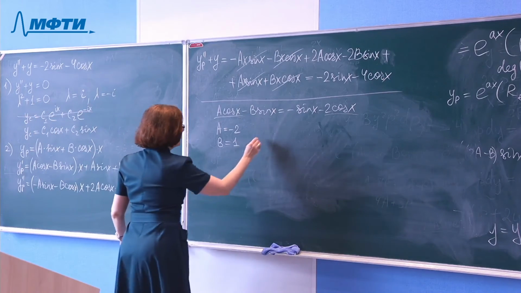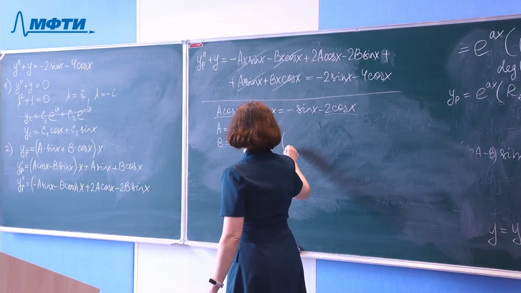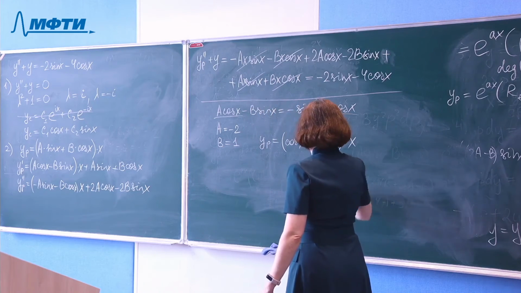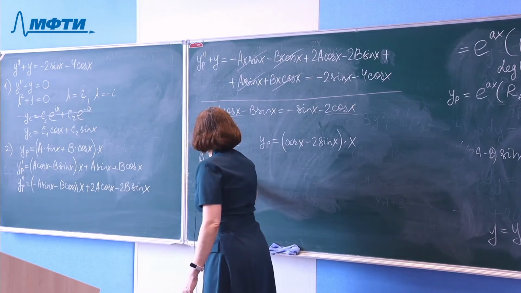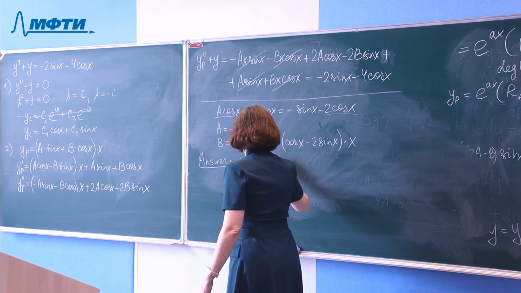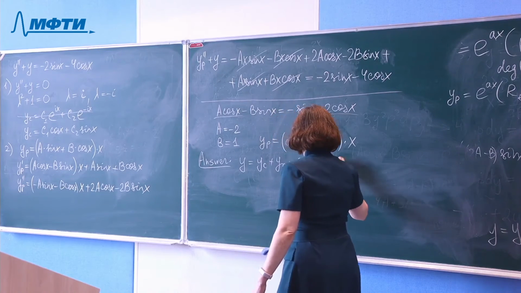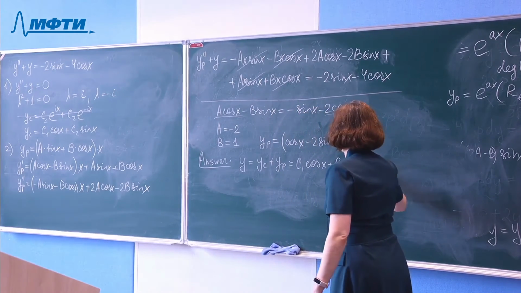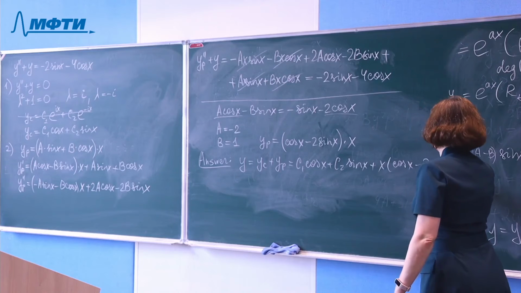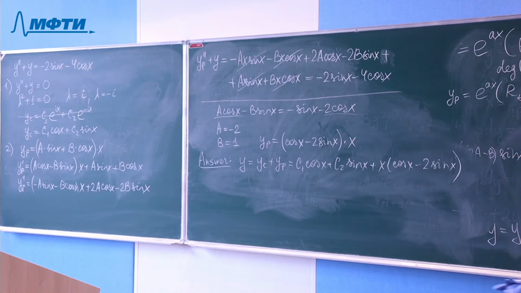So y particular will be equal to (cos x minus 2 sin x) times x. And the answer will be y equals y complement plus y particular. It is equal to c1 cos x plus c2 sin x plus x times (cos x minus 2 sin x). So this is the answer.